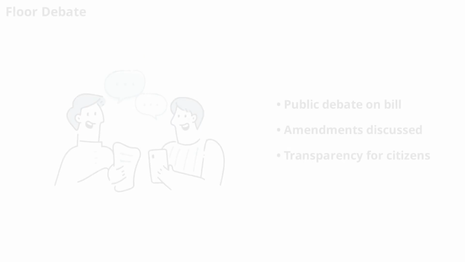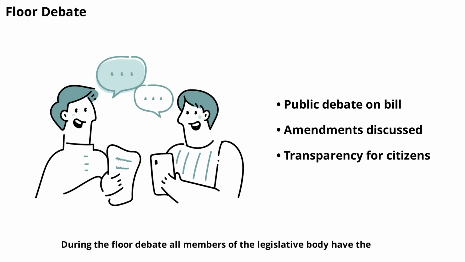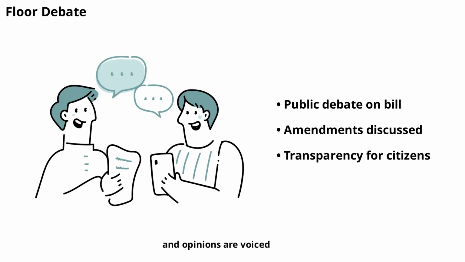During the floor debate, all members of the legislative body have the opportunity to speak for or against the bill. This is a public process, often covered by the media, where arguments are made and opinions are voiced. Lawmakers may propose additional amendments or changes. The floor debate is crucial for transparency and allows the public to see how their representatives are shaping the law.